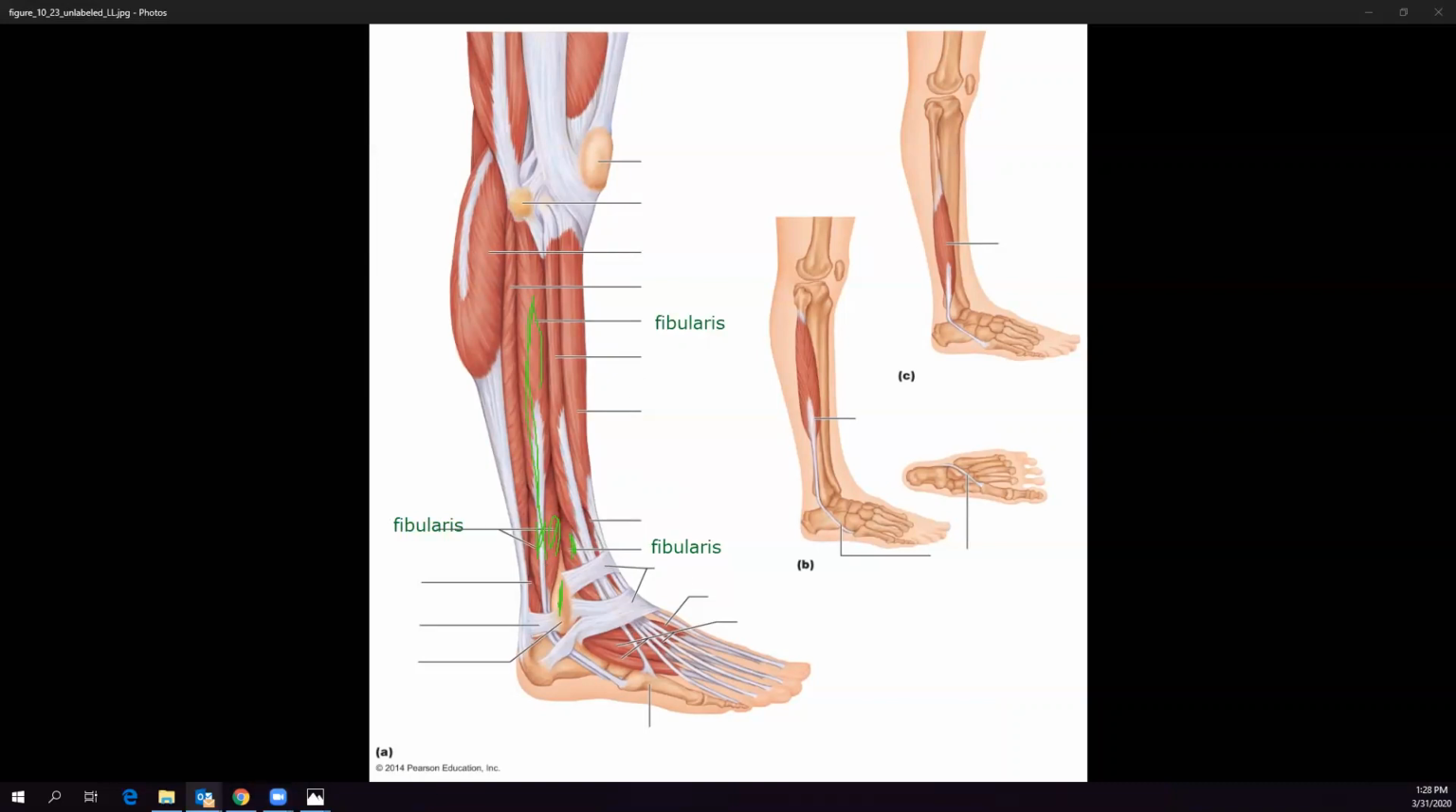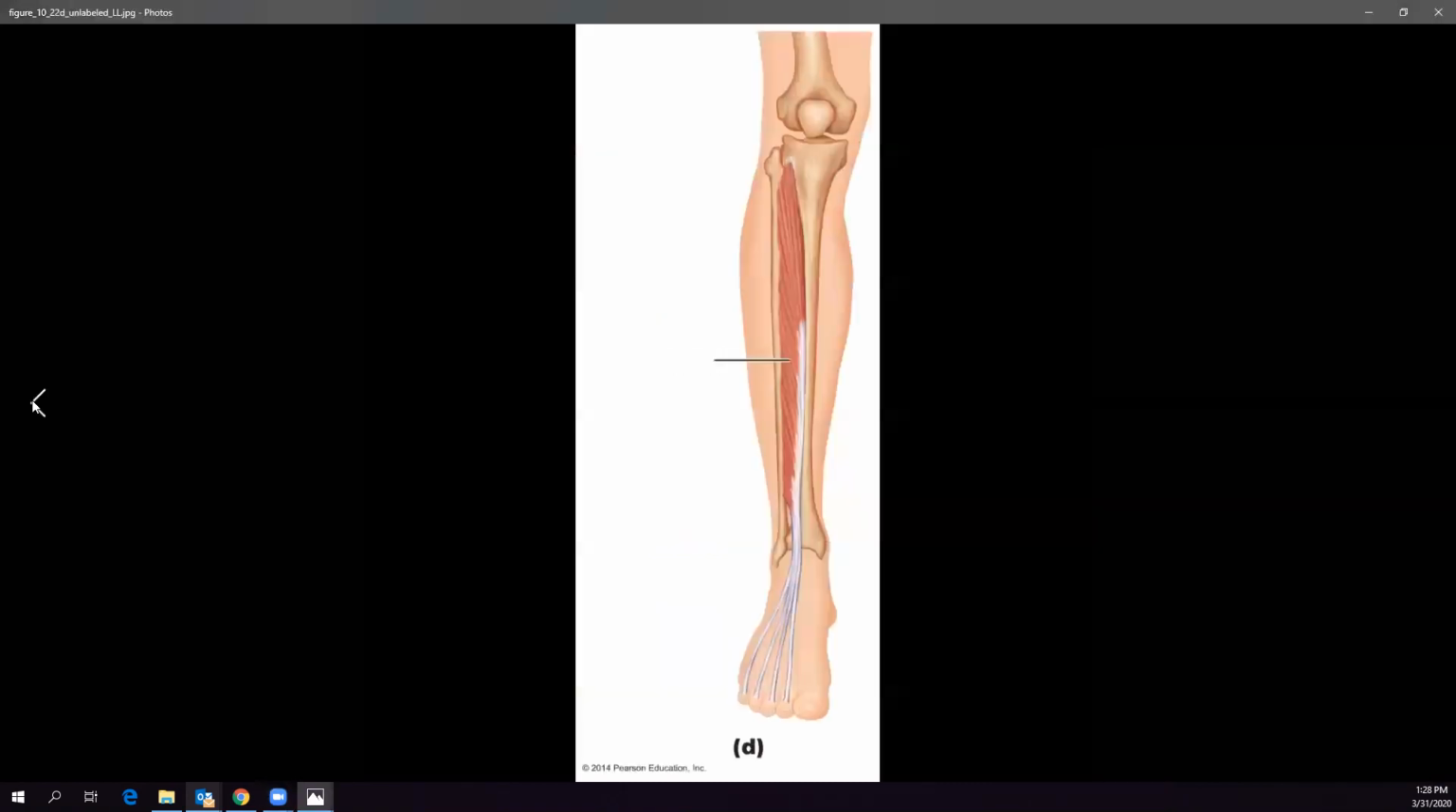Now we need to look at the extensor digitorum, which we're going to go back to the front view. We can name it from the side, but we're going to look at it from the front. Extensor digitorum. So these are going to extend your toes. They're going to curl your toes backwards. Extensor digitorum. So let's go to the front view again.